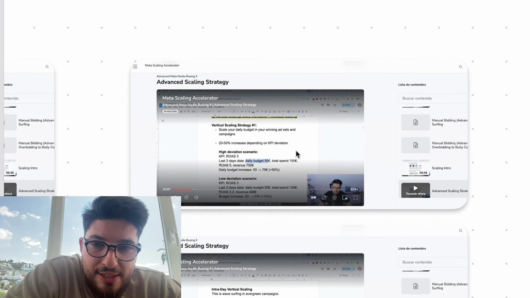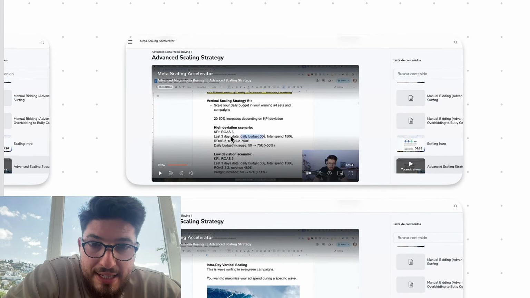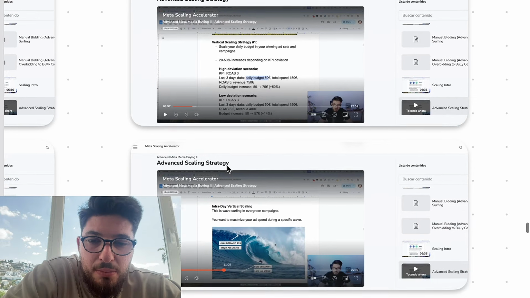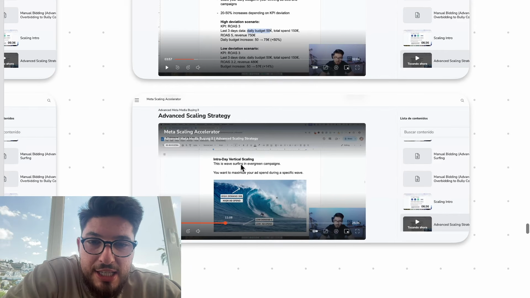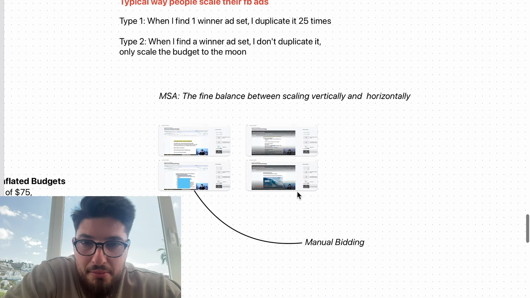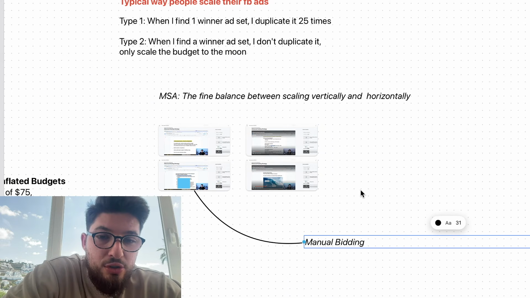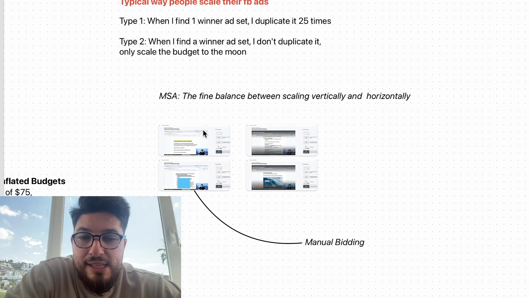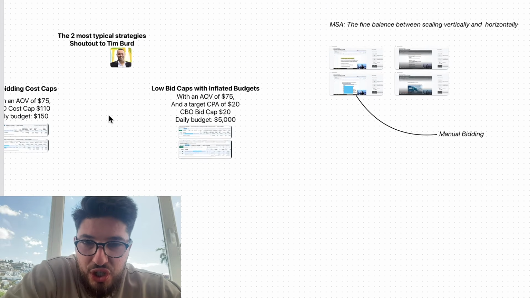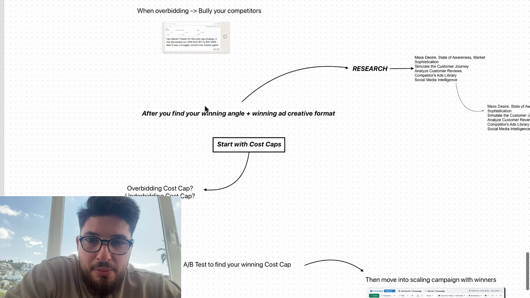And then in the other case, vertical scaling, here I give people a few different scenarios on how I would manage the budget, and then I teach them intraday scaling. So we're looking again at this fine balance, and manual bidding comes into play in the horizontal scaling. But we don't want to duplicate the same thing 25 times because we're going to compete with ourselves and it's quite bad. So let's keep on going.